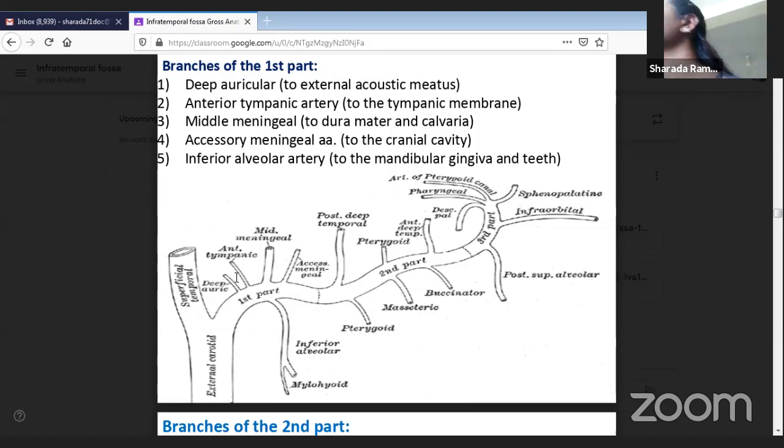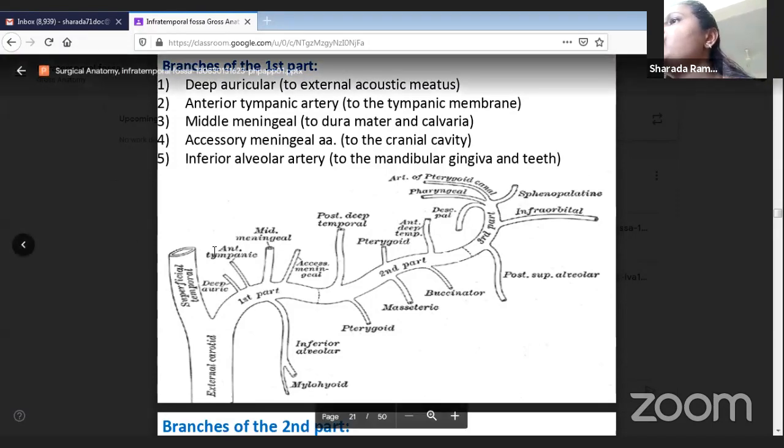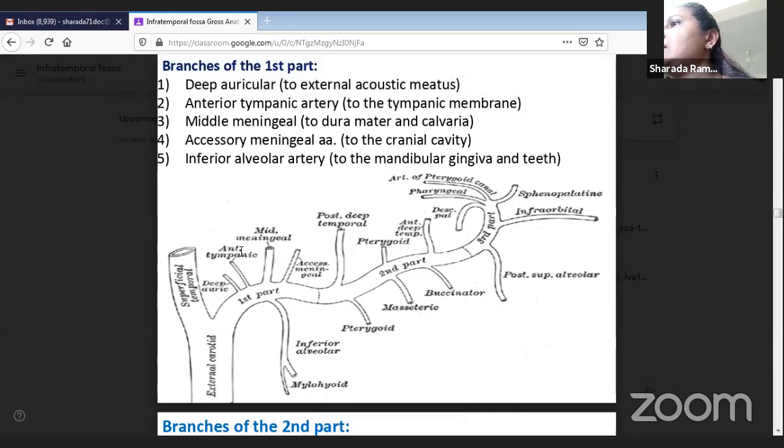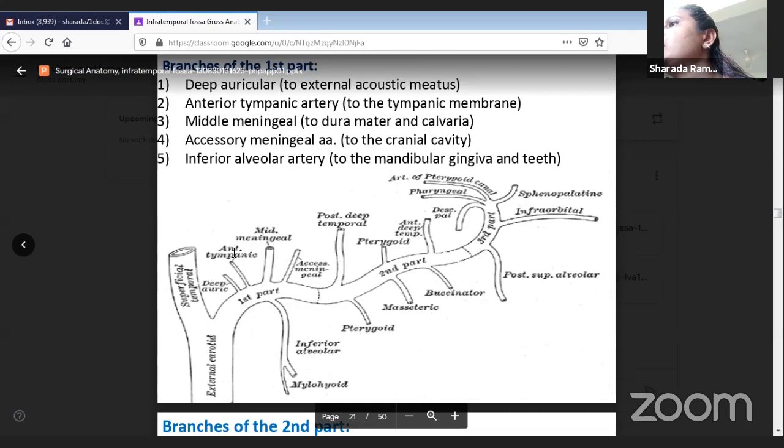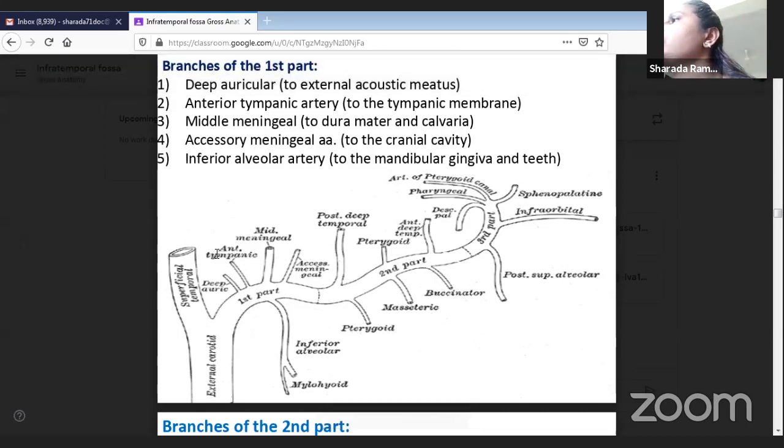So you have the petrotympanic fissure, and you are going to go in between that. There it enters along with the chorda tympani nerve. Now it goes inside, and it is tympanic, so the outside is supplied by the deep auricular, and the inner surface is supplied by the anterior tympanic, and it goes to the malleolar also.